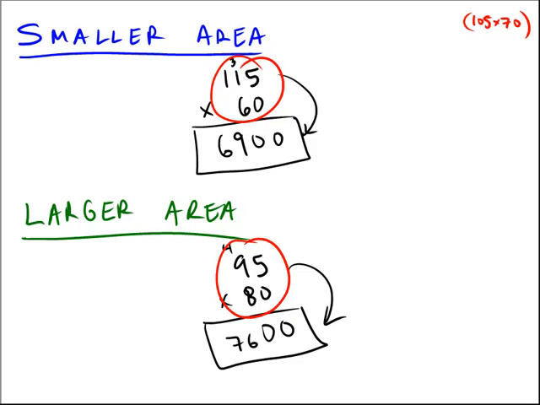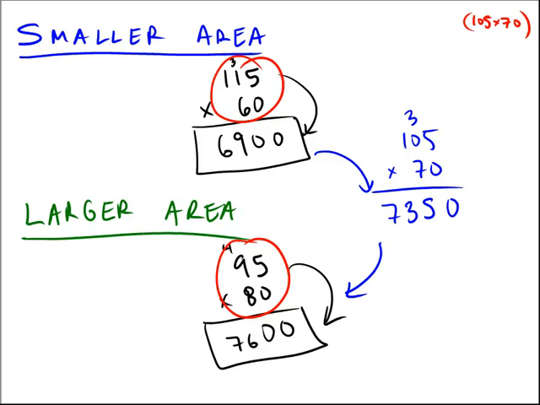Just to compare it, just to make sure, let's take the 105 times 70 and make sure that the smaller area is smaller and the larger area is larger. 105 times 70 is, placeholder, 35, 3, and 7, right? 7,350. And 6,900 is lower than 7,350, and 7,350 is lower than 7,600.